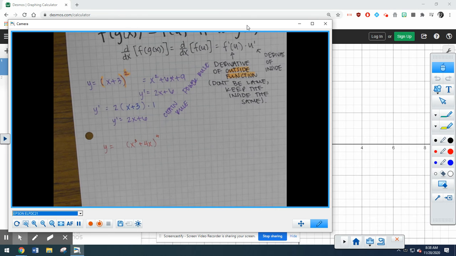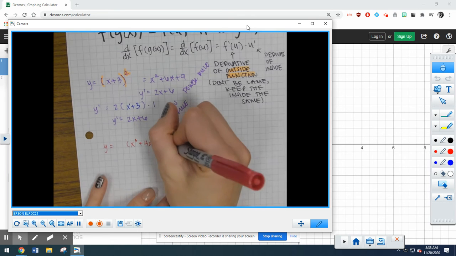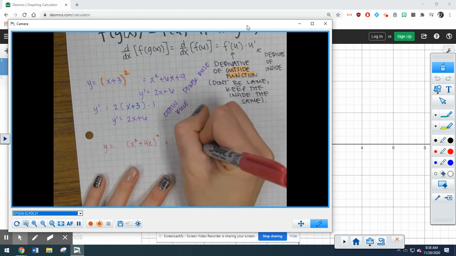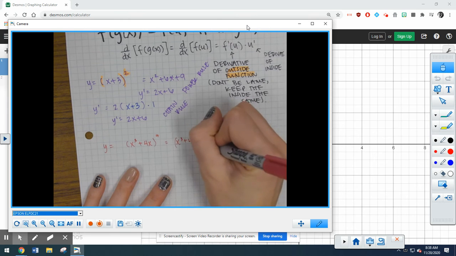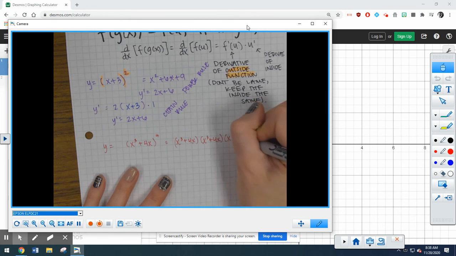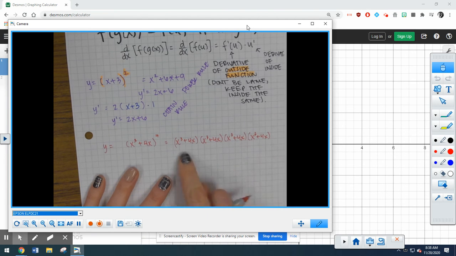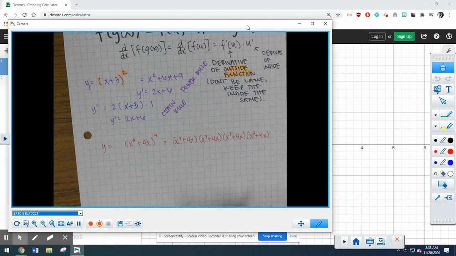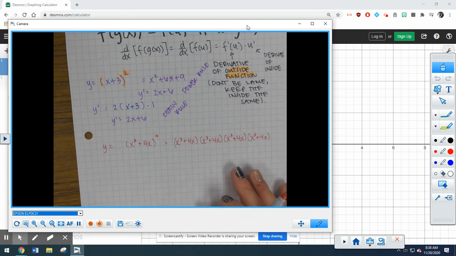Now, we certainly could expand this. We could multiply this out 4 times. And at this point, we could do the product rule right here. Or we could actually multiply this out, get it into a polynomial, and then use the power rule. Either way, that takes a lot of work. So let's try to apply this chain rule.